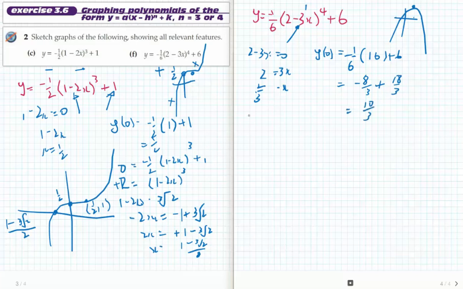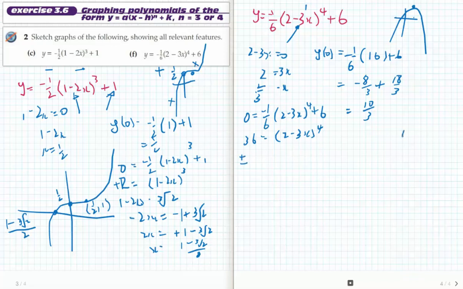And to find the x-intercept, 0 equals negative 1/6 (2 minus 3x) to the power of 4 plus 6. Move the 6 over, it becomes minus 6. Then times by minus 6 is 36 equals (2 minus 3x) to the power of 4. When I take the fourth root of 36, I'll get two answers. It will be plus and it will be minus.